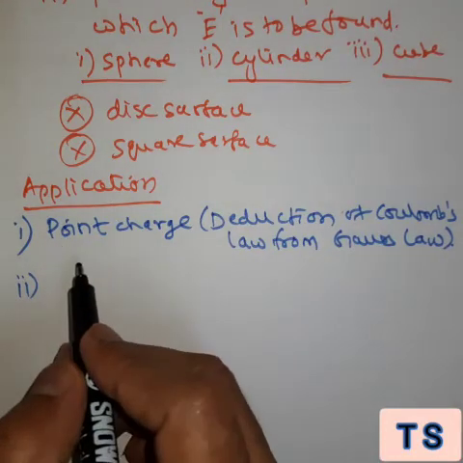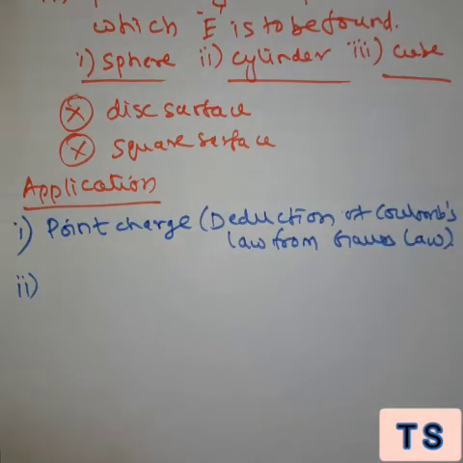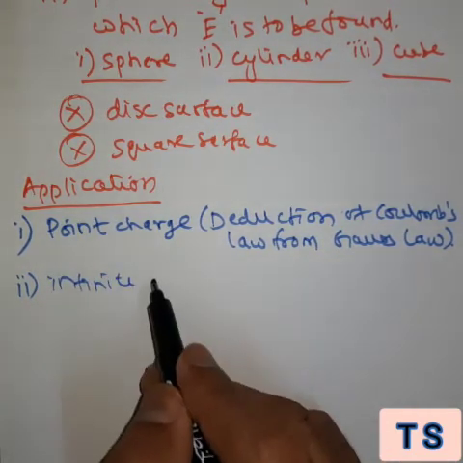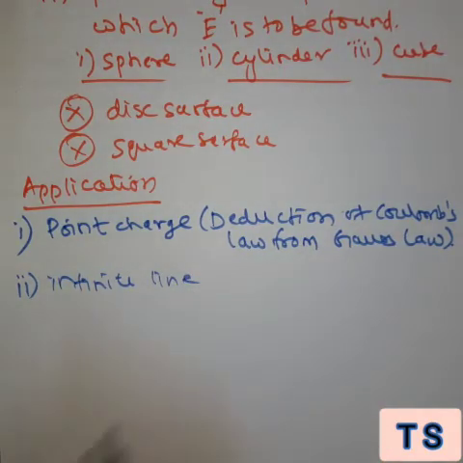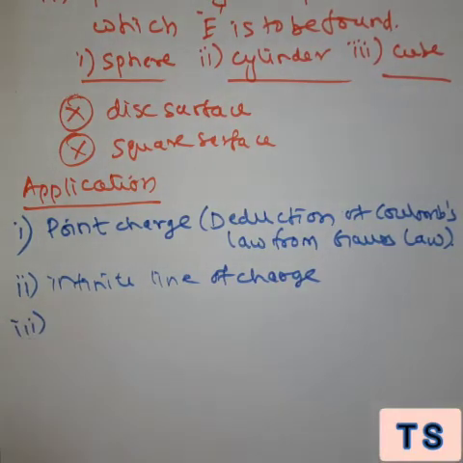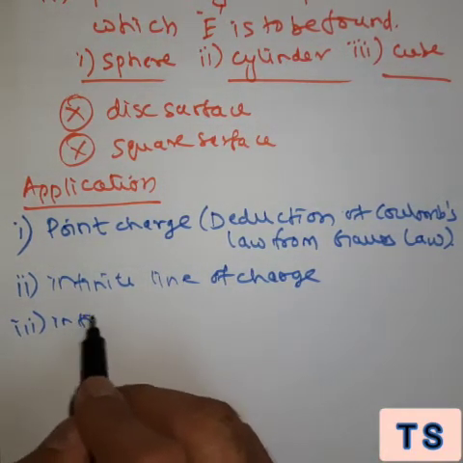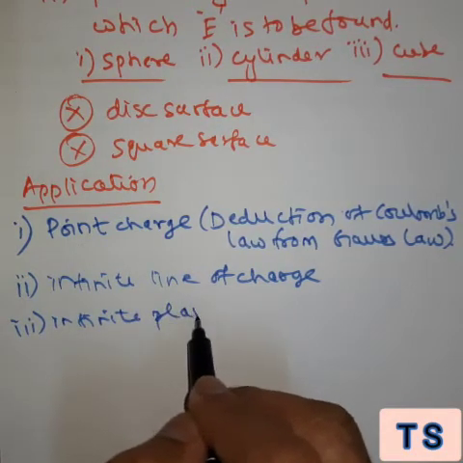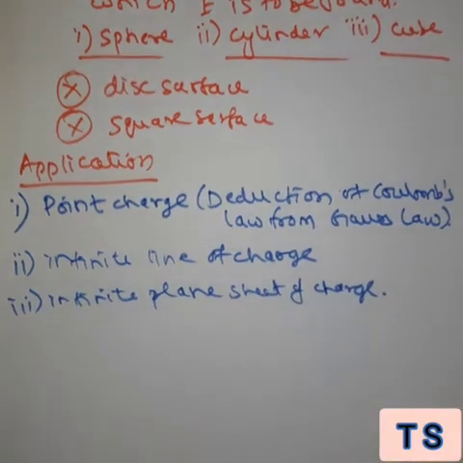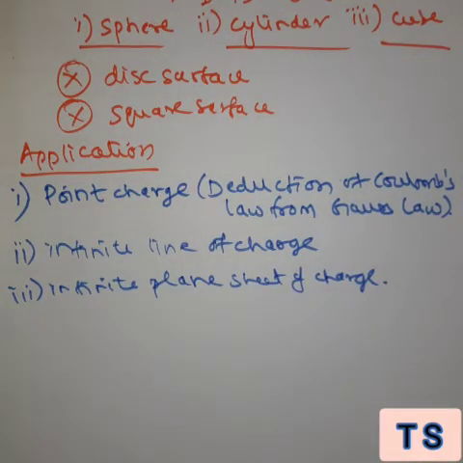Also, we will find the electric field intensity due to an infinite line of charge. Second, third one is due to an infinite plane sheet of charge. I'll derive these three. The remaining one or two you will practice at home. That is the electric field due to two infinite parallel sheets of charge.